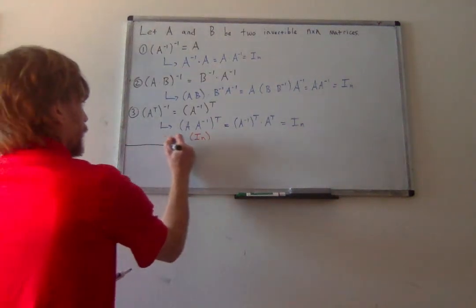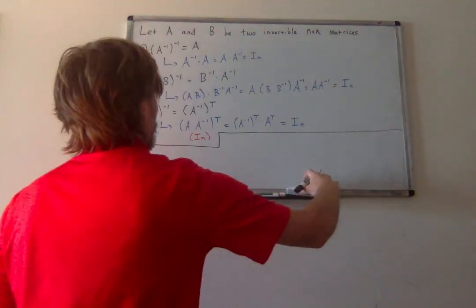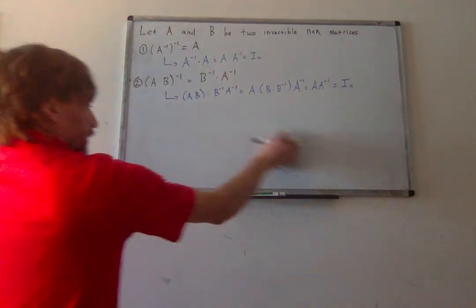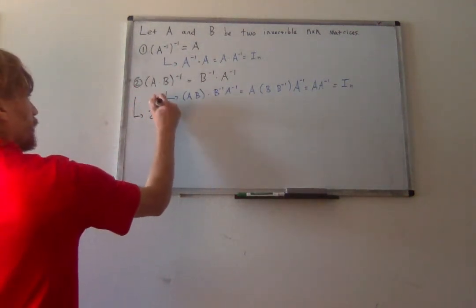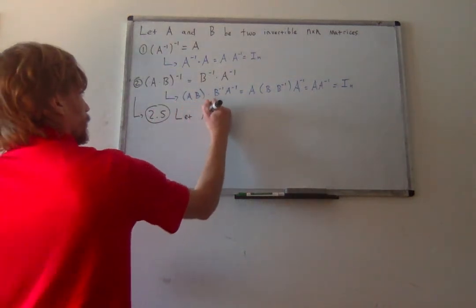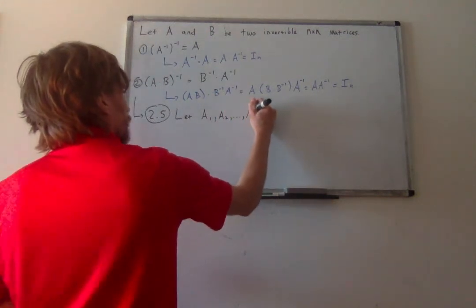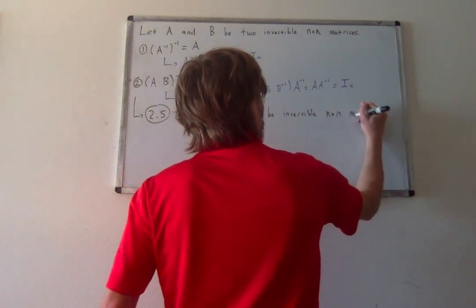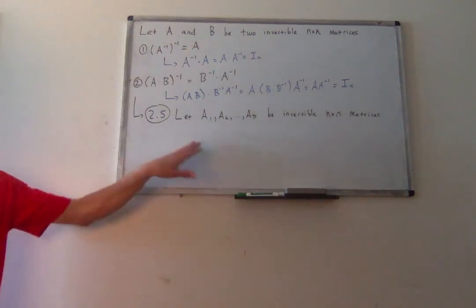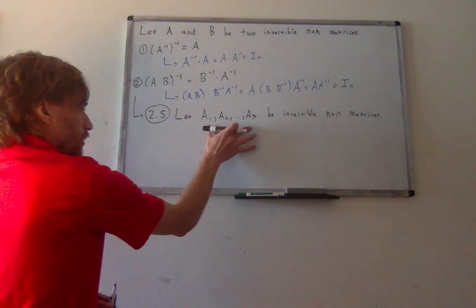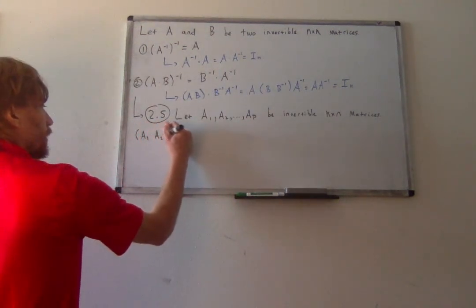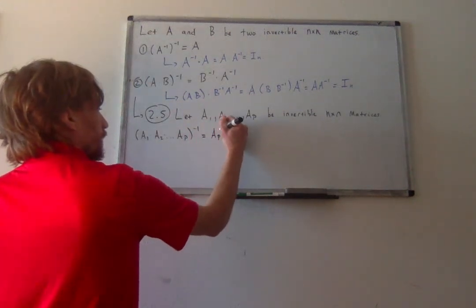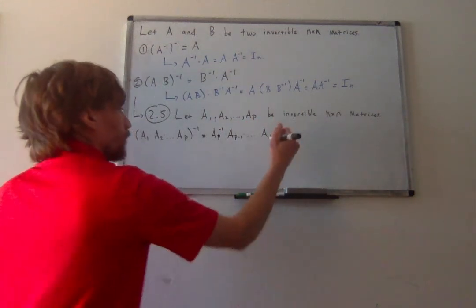All right, so very briefly, I want to state fact 2.5. I'll erase fact 3 here and then state fact 2.5. Suppose I have a lot of matrices which are all invertible, and they're all n by n matrices. I claim we can take the same idea from fact 2 and apply it to this arbitrary number of matrices. That is, if I take the product of all of these matrices, its inverse should be the product of the inverses, but with the order flipped.